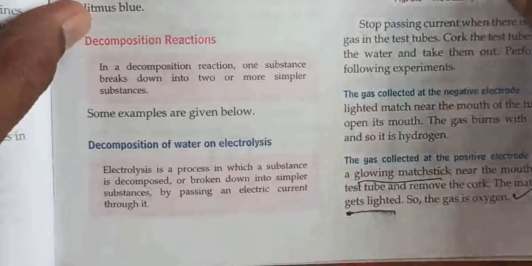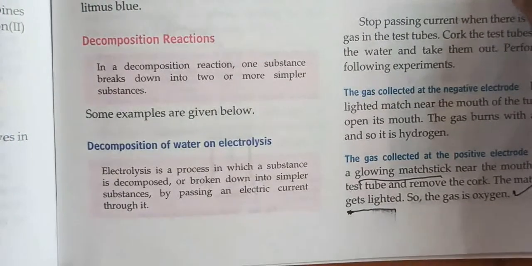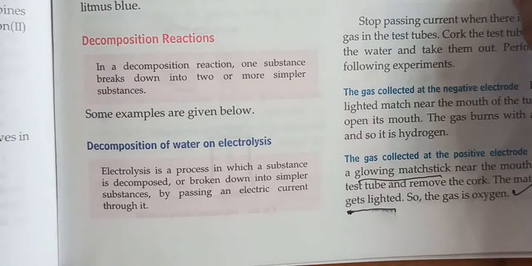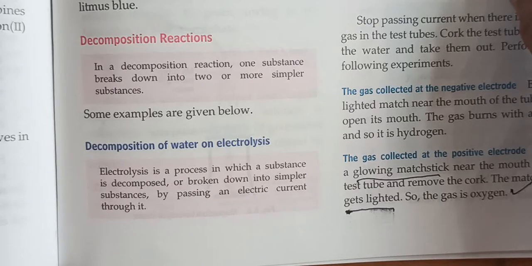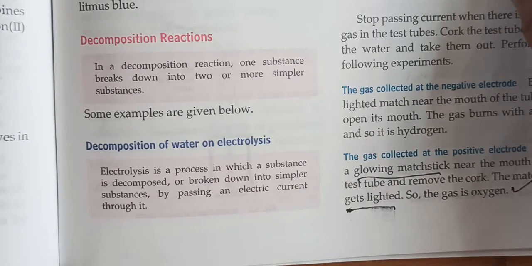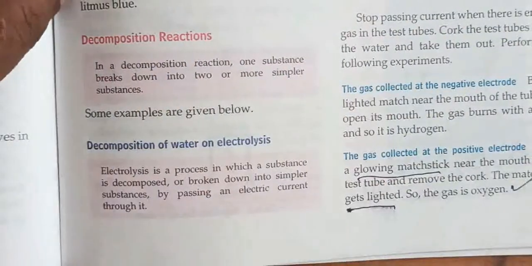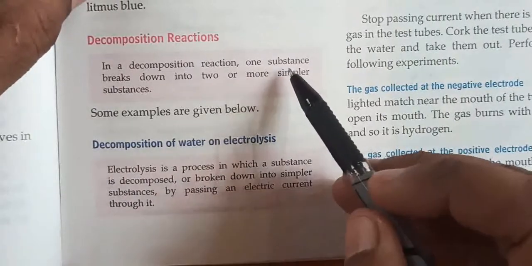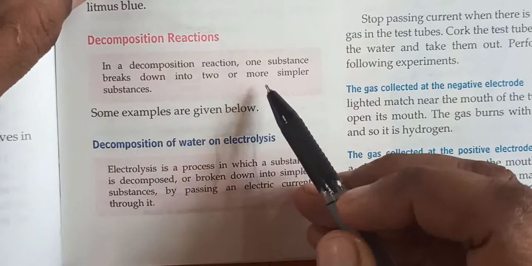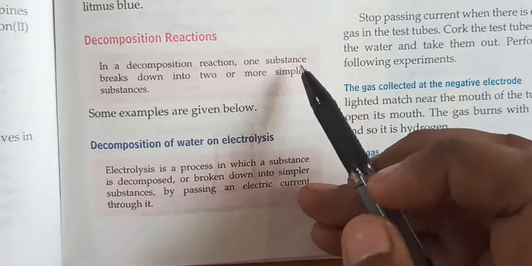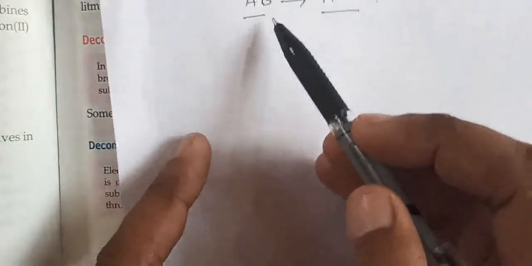Dear 8th standard students, in the last video we discussed combination reaction, and now we'll discuss decomposition reaction. In a decomposition reaction, one substance breaks down into two or more simpler substances. One substance breaks down, like AB.